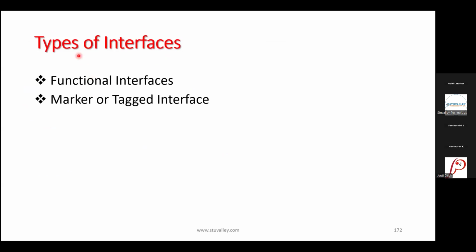Now, after JDK 8, these types of interfaces are introduced. These are normal interfaces themselves. Those are already defined in previous versions also. But those are categorized based on 2 types of interfaces, that is functional interfaces, and the second one is marker or tagged interface. Okay. So these types of interfaces we will see in detail tomorrow, in tomorrow's session.